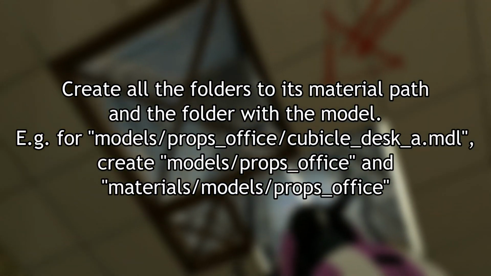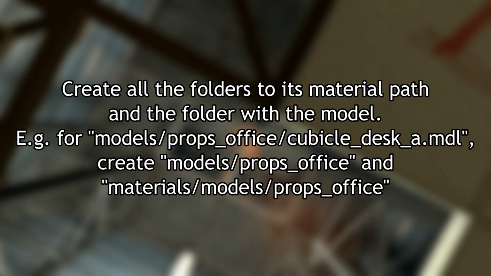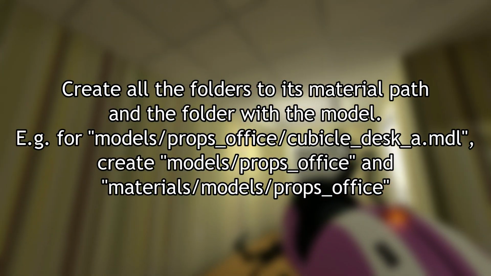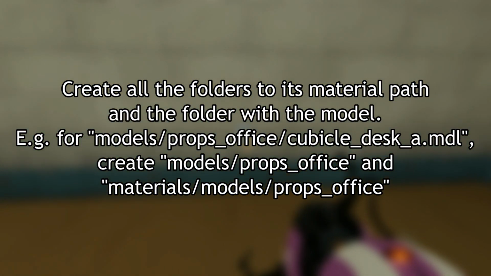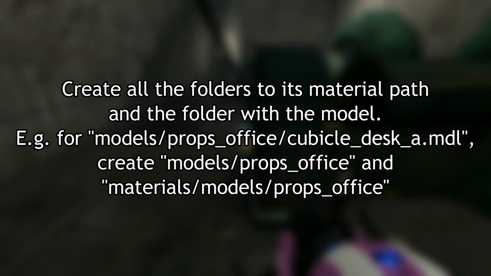The final step is packaging your model. For this, you'll first need to create an empty zip archive. Create two folders in it, models and materials. Then recreate the directory structure you have in your game's assets folder. For example, if the model's textures are in materials/models/tintable/props_office and the model itself is in models/props_office, you'll need to create all the folders to props_office in materials and models. Then move all of your model's files in their respective folders.